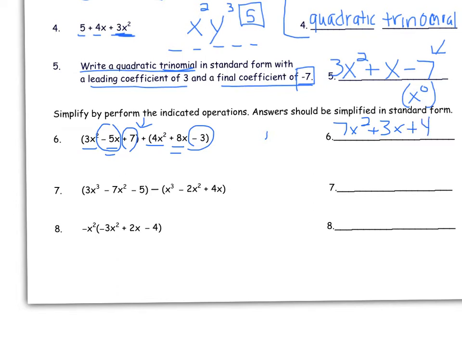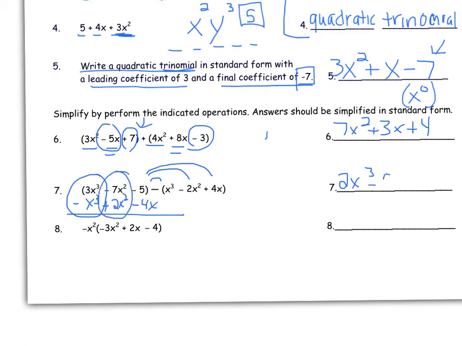When it's subtraction, it's important that you remember to change all of the signs. So this is going to be a minus x to the third, a plus 2x squared, and a minus 4x. So these are like terms, so that would give me 2x to the third. This would give me a minus 5x squared. There's not another x term, just a plain x, so I'm going to leave it minus 4x, and then add the negative 5 to it, so minus 5.